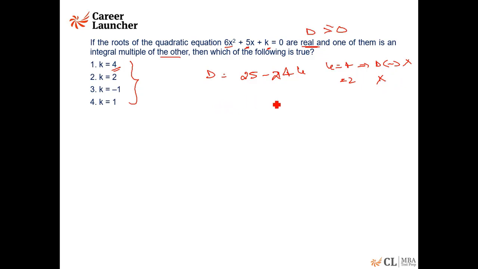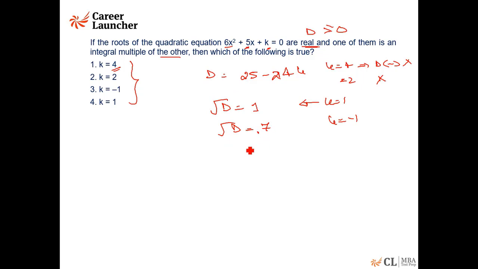K equal to 1, so k equal to 1 means D is equal to 1, and k equal to minus 1 means D is equal to 24 plus 25, 49, so 7. D is b square, okay, I'm sorry. D is this thing, so under root D.